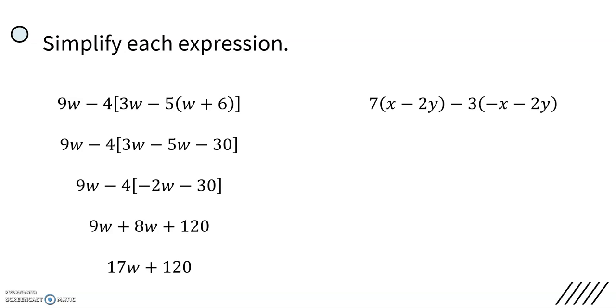7 times x minus 2y minus 3 times negative x minus 2y. Distributing in, 7x minus 14y plus 3x plus 6y. Combining the x terms, 7x plus 3x is 10x. Negative 14y plus 6y is negative 8y. 10x minus 8y.